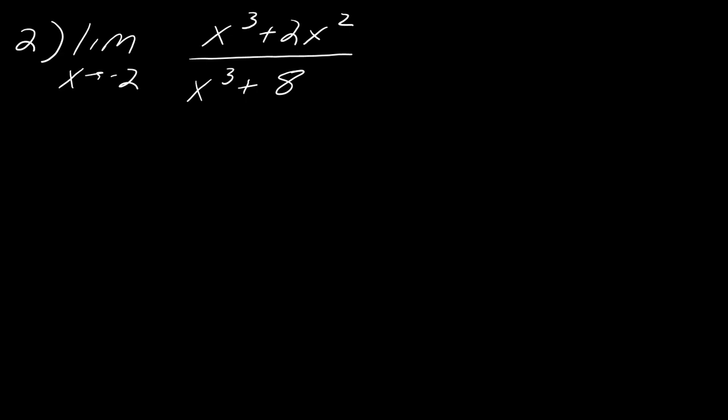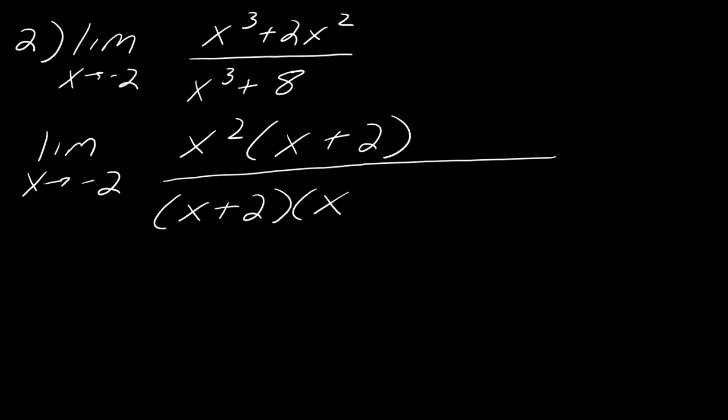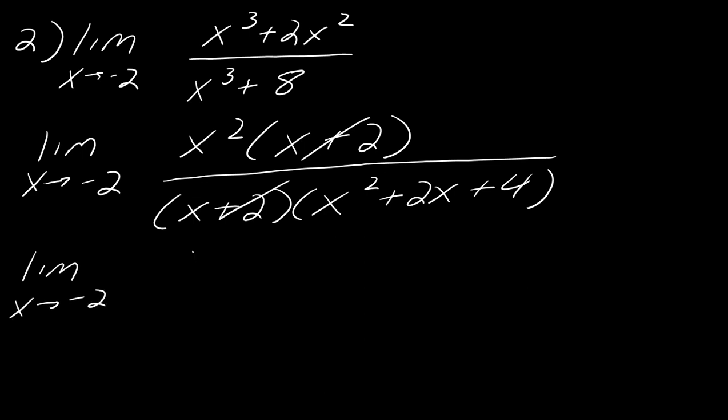I noticed for this particular problem that I can just factor the top and the bottom. Out of the top I can factor out x squared, so that leaves me with x plus 2. In the bottom, this is the sum of cubes, so this will factor as x plus 2 times x squared minus 2x plus 4. And you'll notice the x plus 2's will cancel out. Now I just need to take the limit as x approaches negative 2 of x squared over x squared minus 2x plus 4. And now I can actually plug in negative 2.